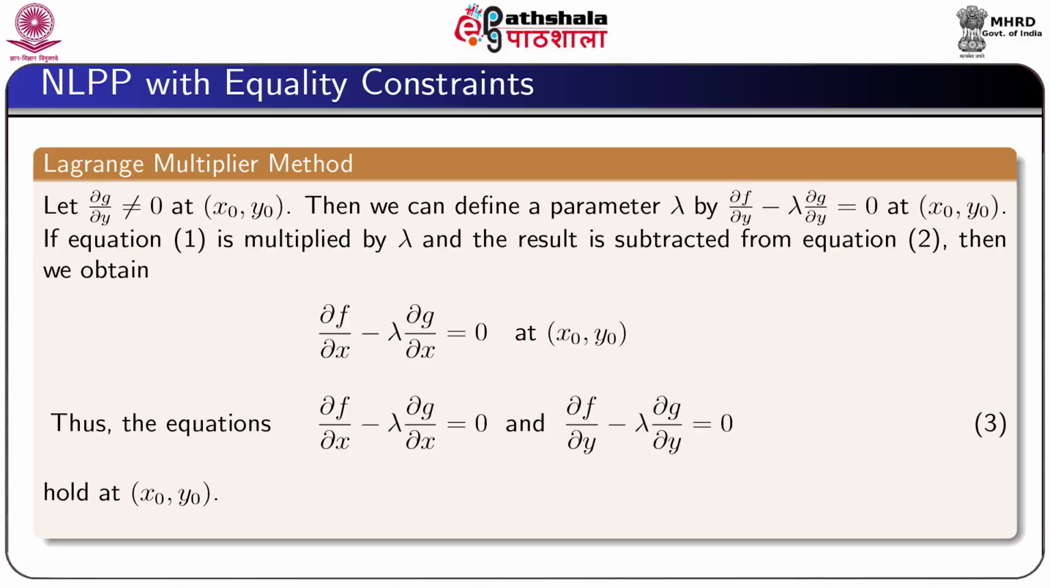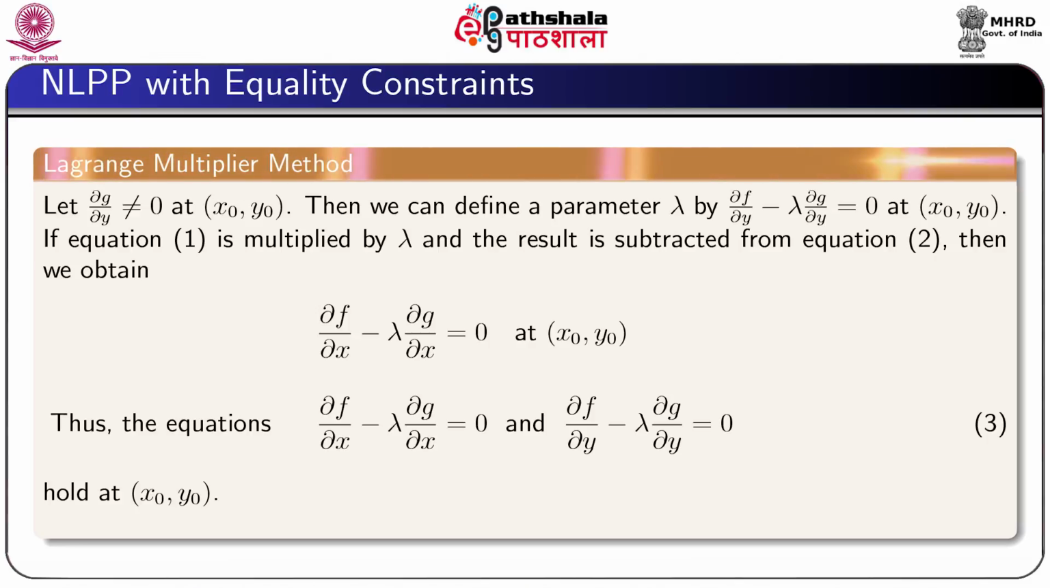Now, let us suppose that ∂g/∂y is not equal to 0 at the point (x0, y0). Then we can define a parameter lambda, say ∂f/∂y minus lambda ∂g/∂y equal to 0 at (x0, y0).